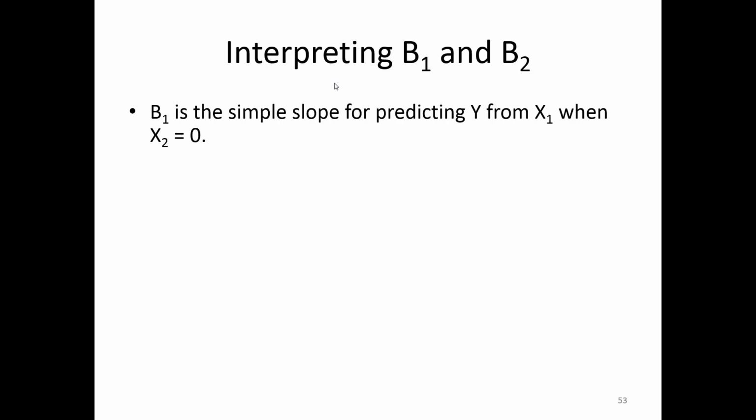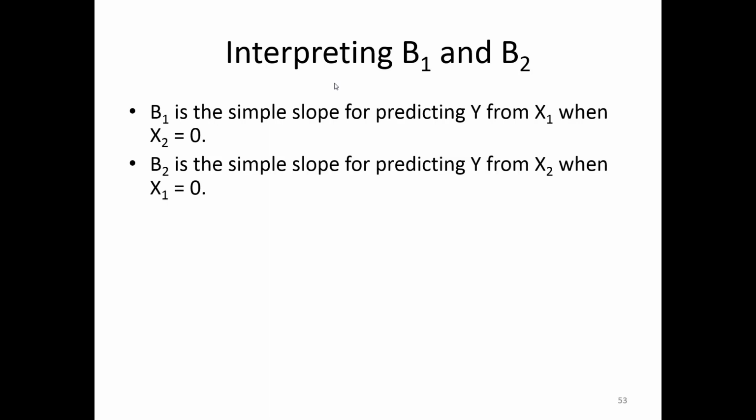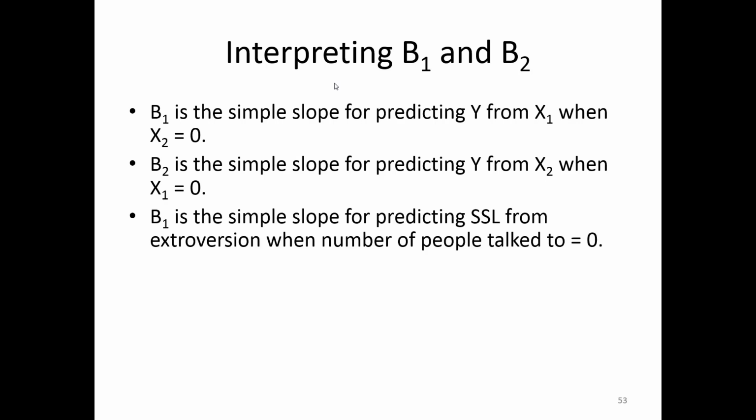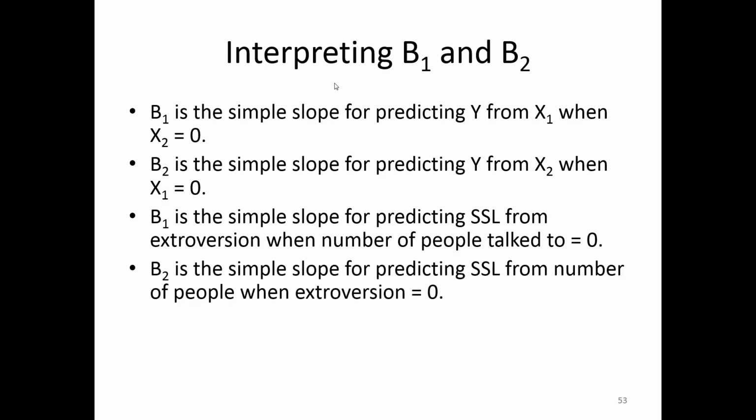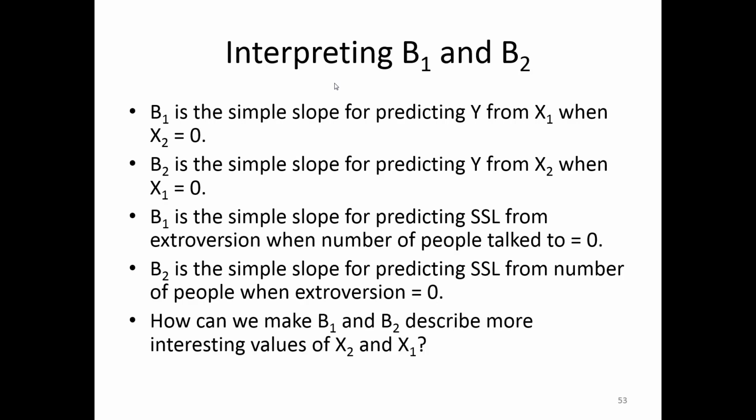So B1 is the simple slope for predicting y from x1 when x2 equals 0, and B2 is the simple slope for predicting y from predictor 2 when predictor 1, x1, equals 0. In our example, B1 was the simple slope for predicting satisfaction in social life from extroversion when number of people talked to equals 0, and B2 is the simple slope for predicting satisfaction in social life from number of people talked to when extroversion equals 0. So it's the relationship when that other predictor equals 0.